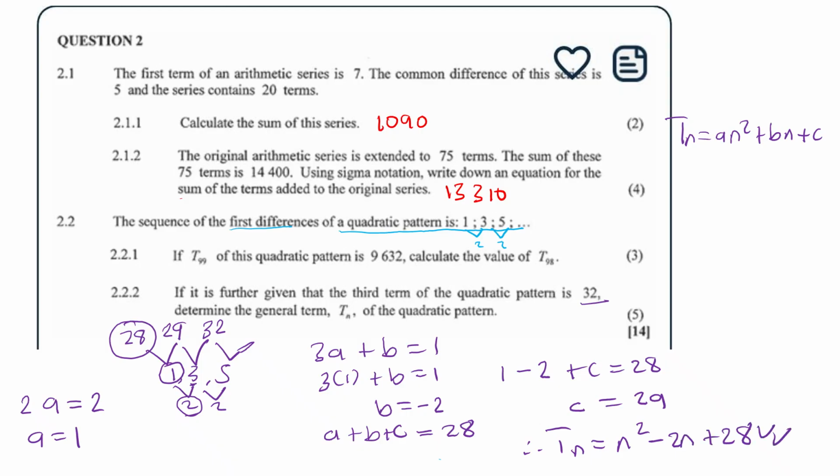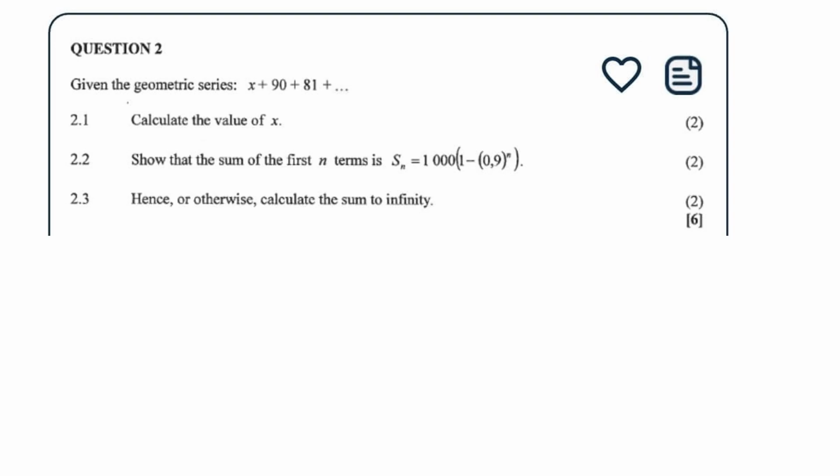Good, very good. So then now this is how we find the equation for quadratic pattern, determine the general term Tn, right, for the quadratic pattern. So this is how you find the general term for quadratic pattern. Let's go to the following question.